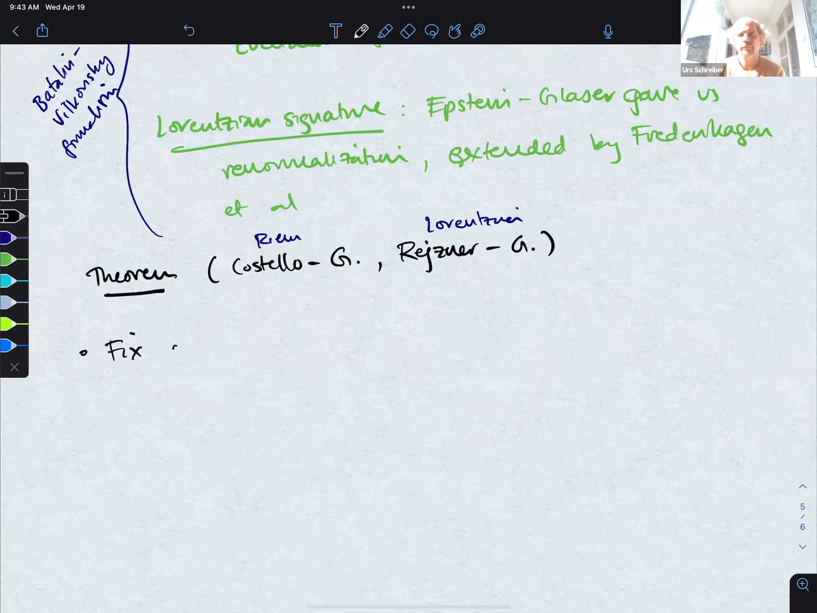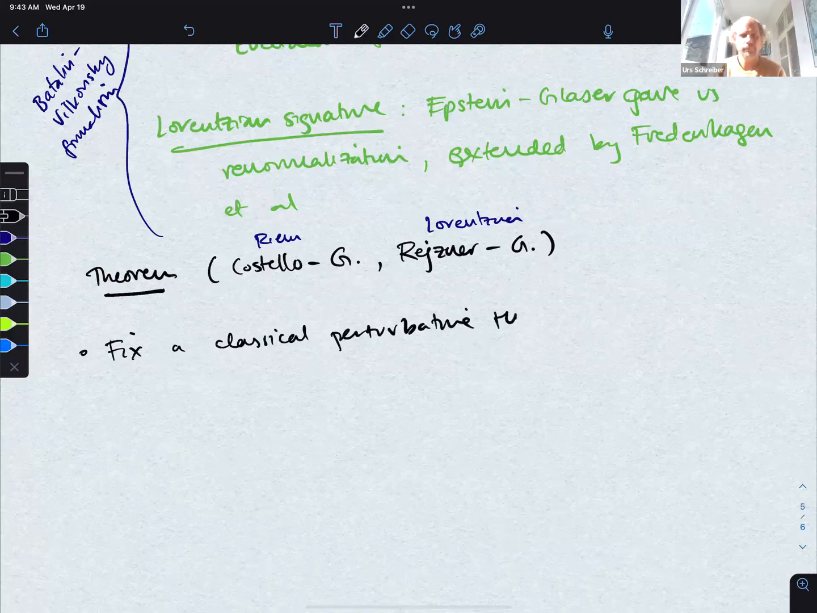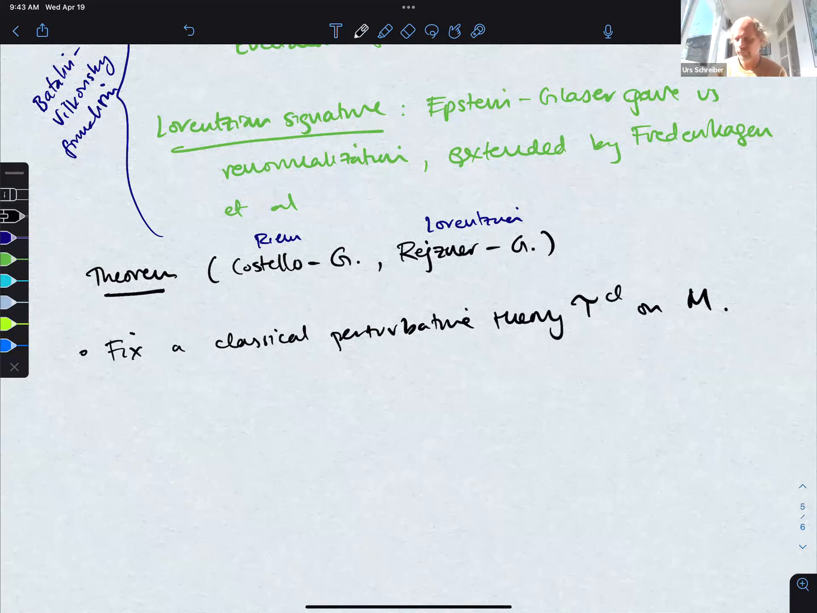So fix a classical perturbative theory, T classical, on M. So we've taken one of these Lagrangian field theories and we fixed a solution to the equations of motion on some manifold M, which we view as space-time. When you construct these field theories, you actually construct a very precise notion of what you mean by the observables in the theory.